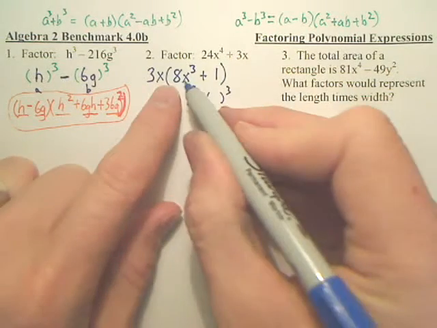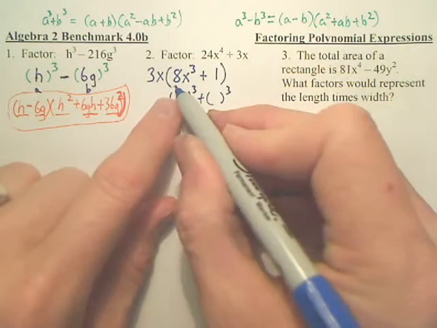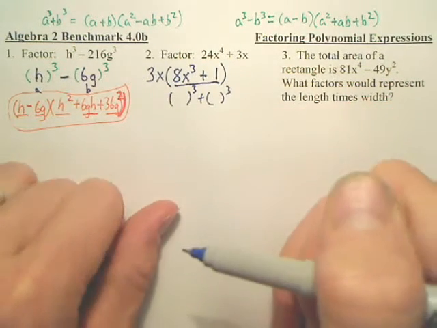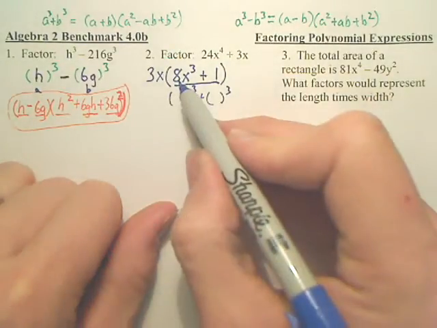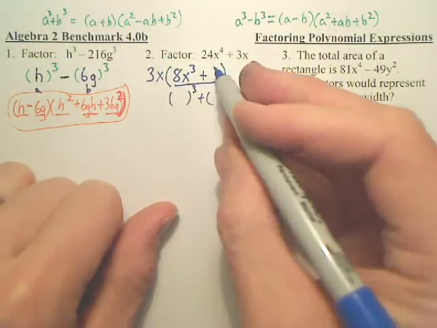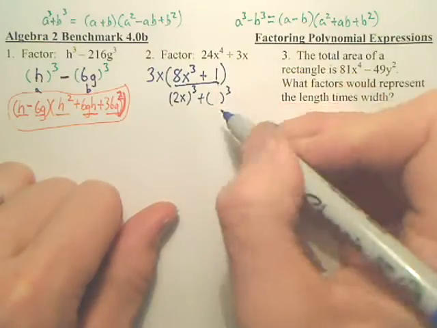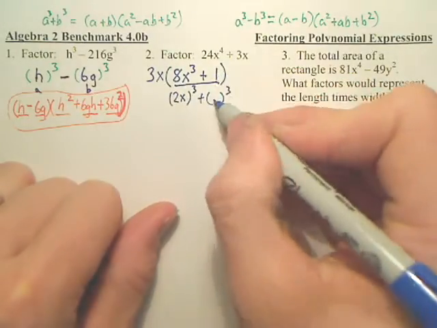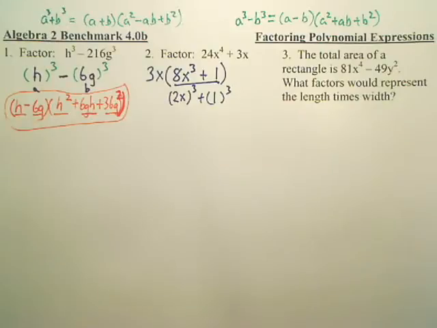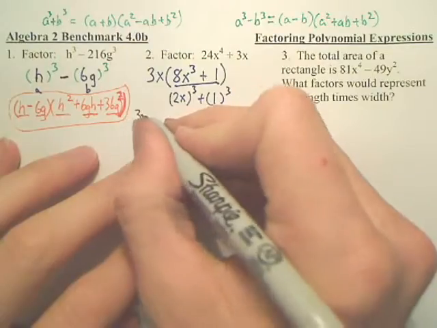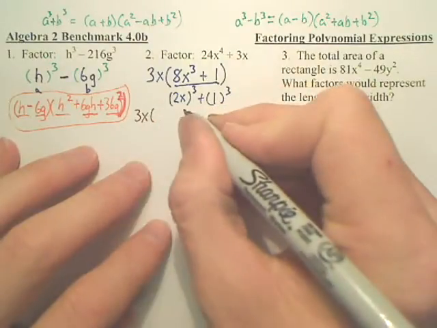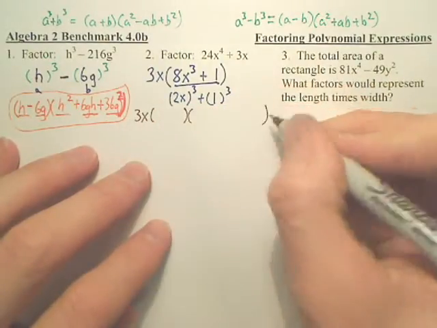Now, I'm just focusing in on these two pieces because this right here, you can still factor. This is 2x times 2x times 2x, which means 2x cubed. This is 1 times 1 times 1, 1 cubed. That is a sum of cubes. So it's a sum of cubes, so 3x stays out front. For sum of cubes, we do the same little formula.